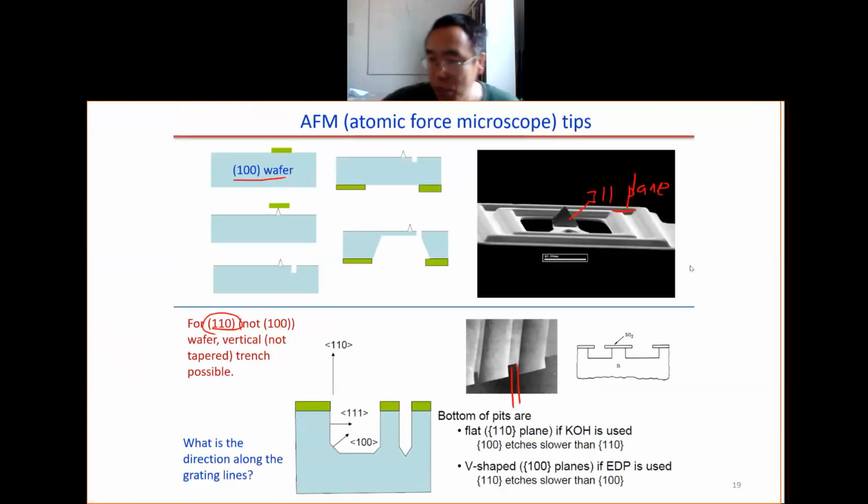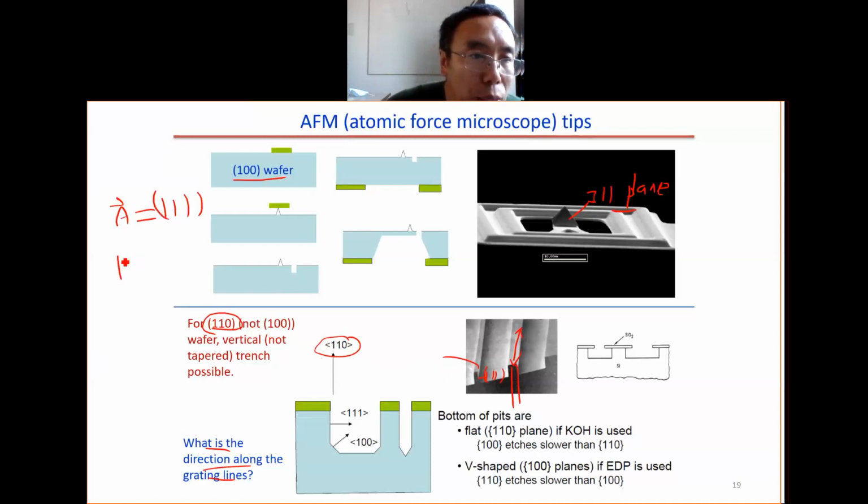So now the question is, what is the direction along the grating lines? That means, what is the direction along the lines? Now we know that the side is a 111 plane. If we take the vector, it will be the 111 vector, and the top is 110. So we have A equal to 111, B equal to 110. It should be 1, minus 1, 0, so that these two are perpendicular to each other.